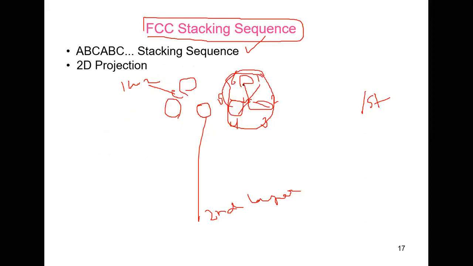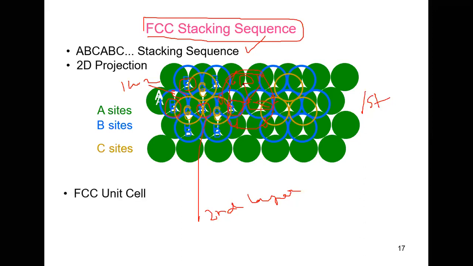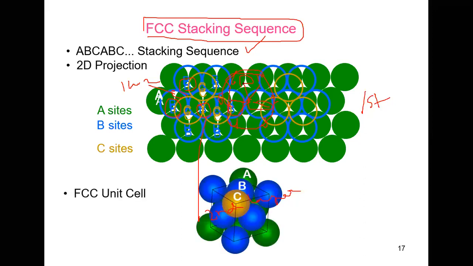So look, this is the first layer, and then this is the second layer, and this is the third layer. If you look at the 2D projection, this is the 2D projection, and the 3D arrangement of the atoms will look like that. So this is the construction of a face-centered crystal. If the atoms are arranged in such a manner, we call it a face-centered cubic crystal. And if the stacking sequence is AB, AB, with no C, then we call it a hexagonal close-packed crystal structure.